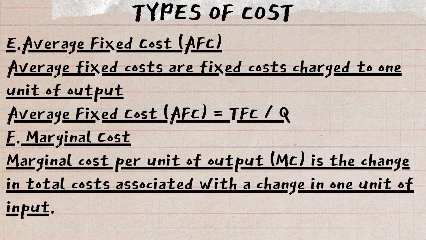E. Average fixed cost, or AFC. Average fixed costs are fixed costs charged to one unit of output. Average fixed cost, or AFC, is the FC divided by K. And F. Marginal cost. Marginal cost per unit of output, or MC, is the change in total cost associated with a change in one unit of input.